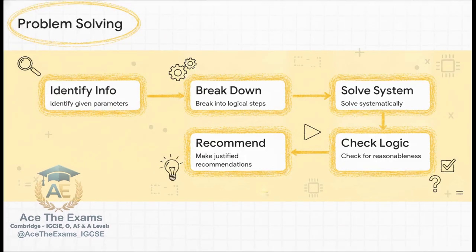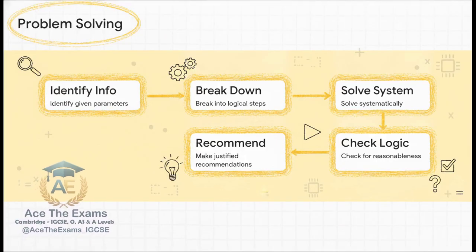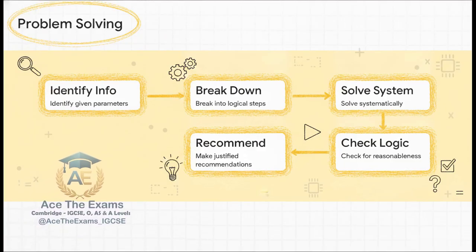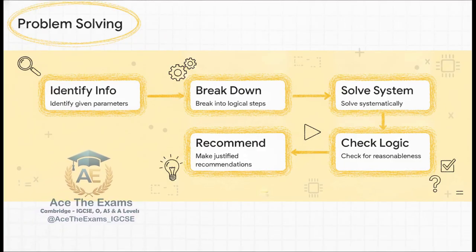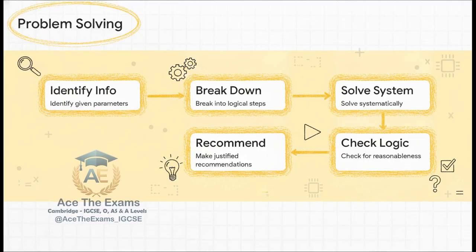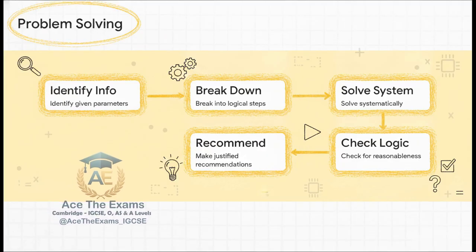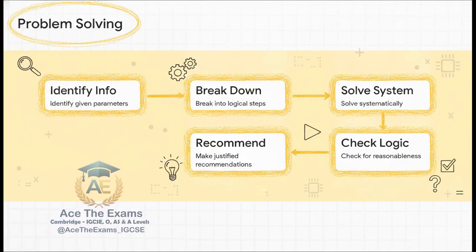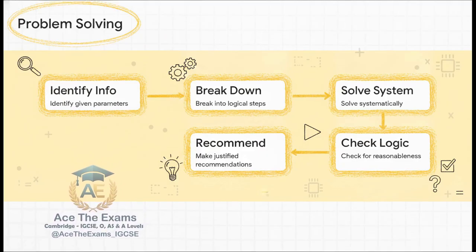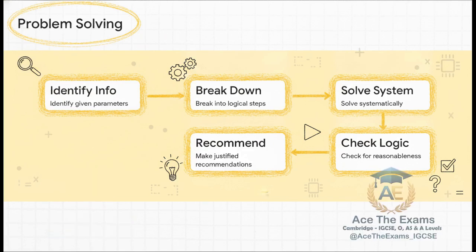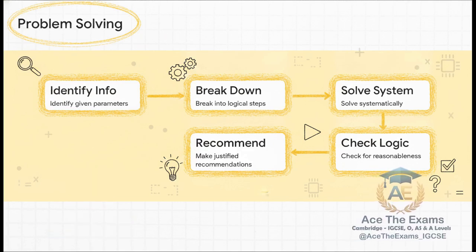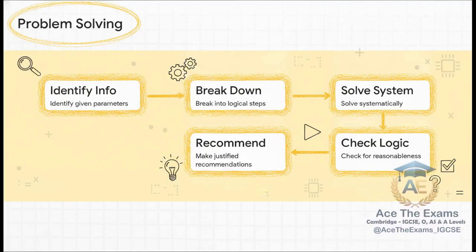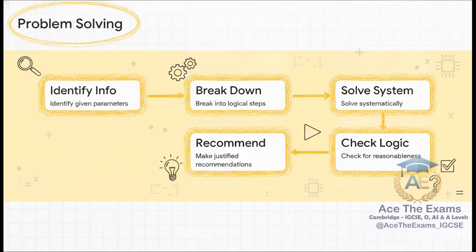So, in a speed writing scenario, first, you identify the given information, like what are the exact parameters of the recursive function. Second, break it into logical steps. Ask yourself, what happens on the first call, the second, the base case. Third, solve it systematically by mapping out the compiler's translation process. Fourth, check for reasonableness, meaning does your stack trace actually reach the base case, or did you just create an infinite loop? Finally, make justified recommendations if the question asks for optimization.